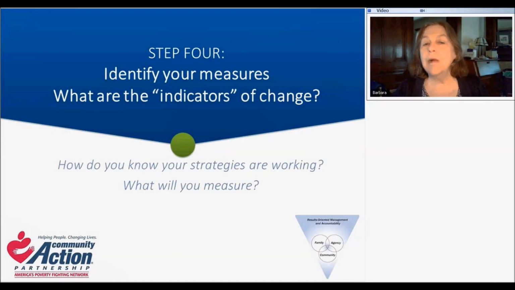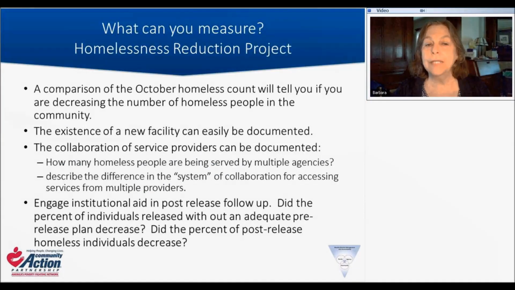And then how will we measure the indicators? How do we know our strategies are working? So prevention is really hard to gauge. We can't say we're preventing homelessness and we can measure that. We've prevented these people from being homeless. There's not really a way to measure that people didn't become homeless. But what we can do is compare the October homeless count from one year to another to see if the numbers are increasing or decreasing.